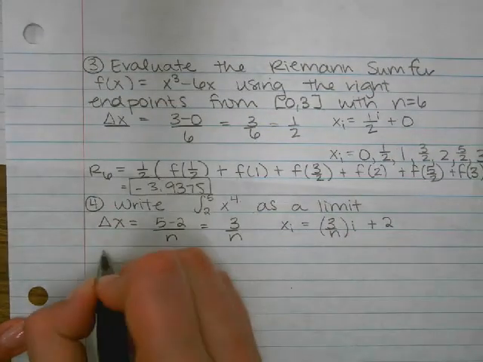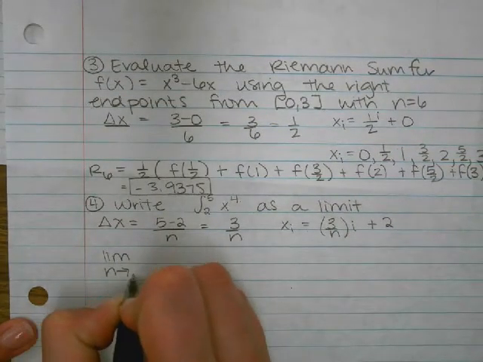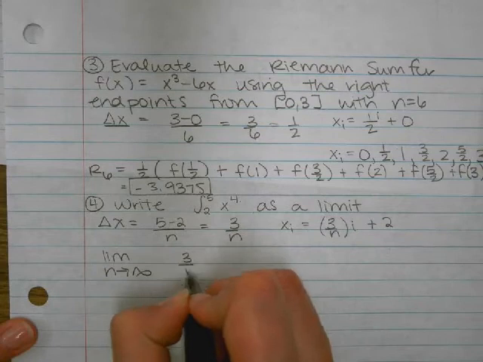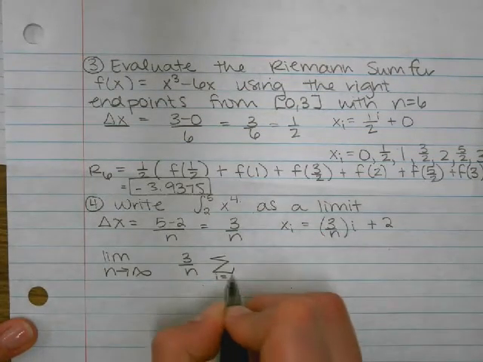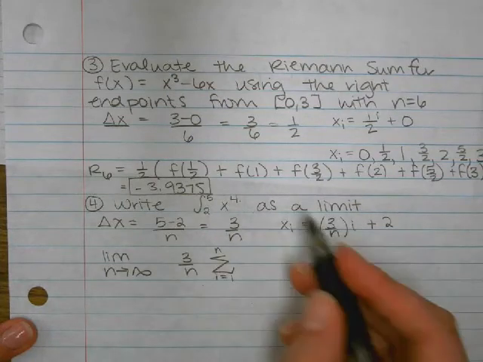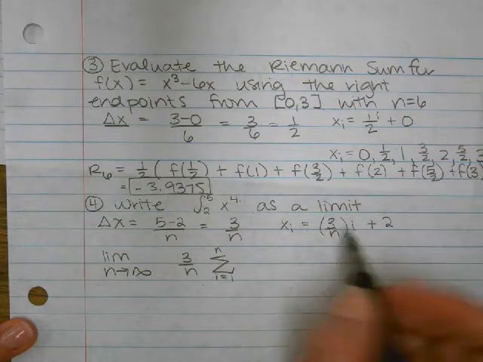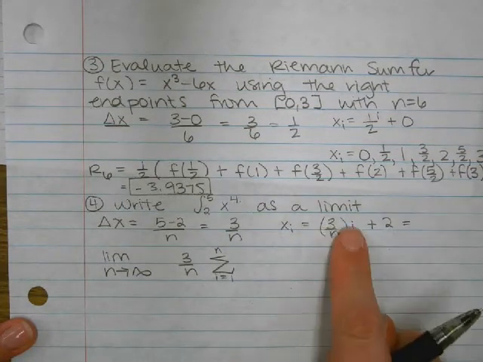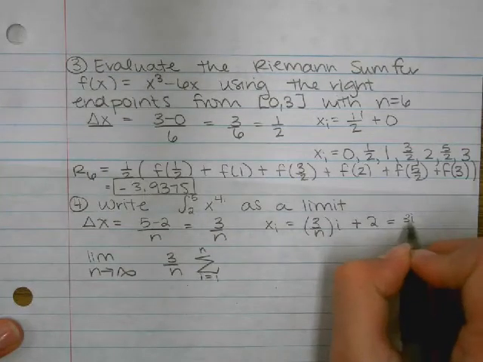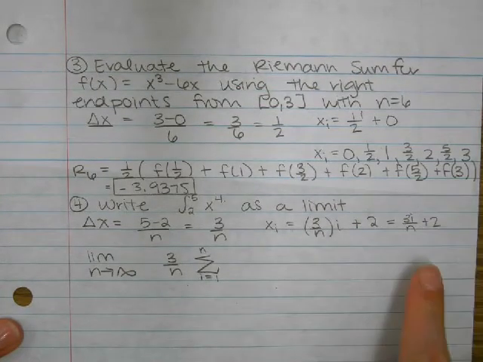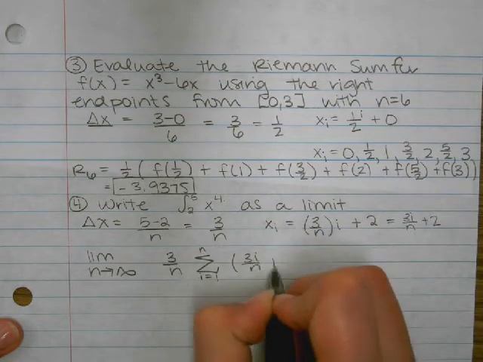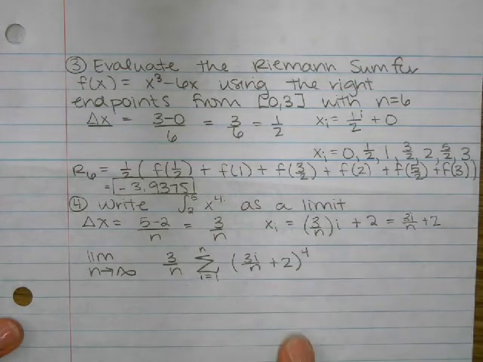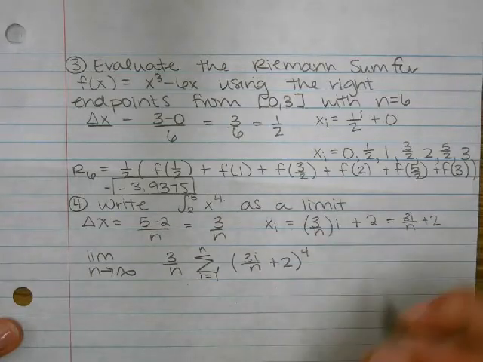And then we can go ahead and write it as a limit. So the limit as n goes to infinity of 3 over n, we've got the sum from i equals 1 to n, and then we just have to take this part right here, the 3i over n plus 2, and plug it into the function. And that's it.